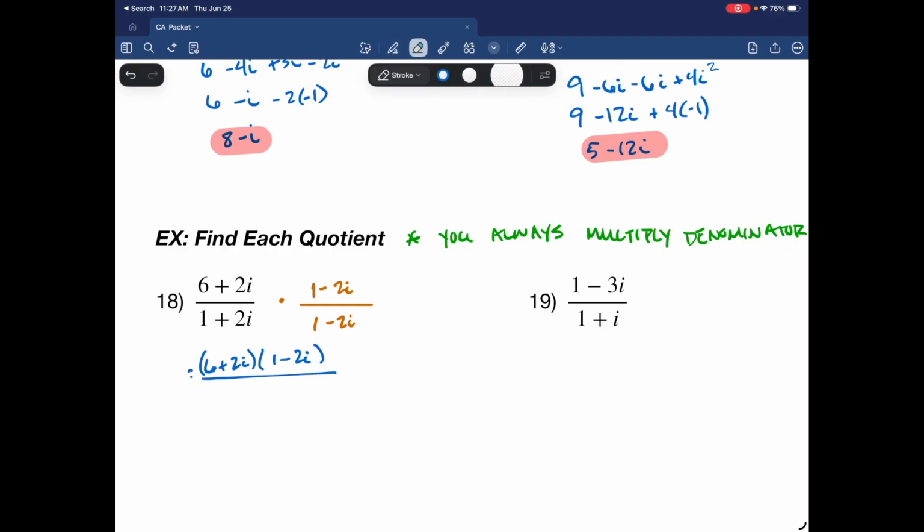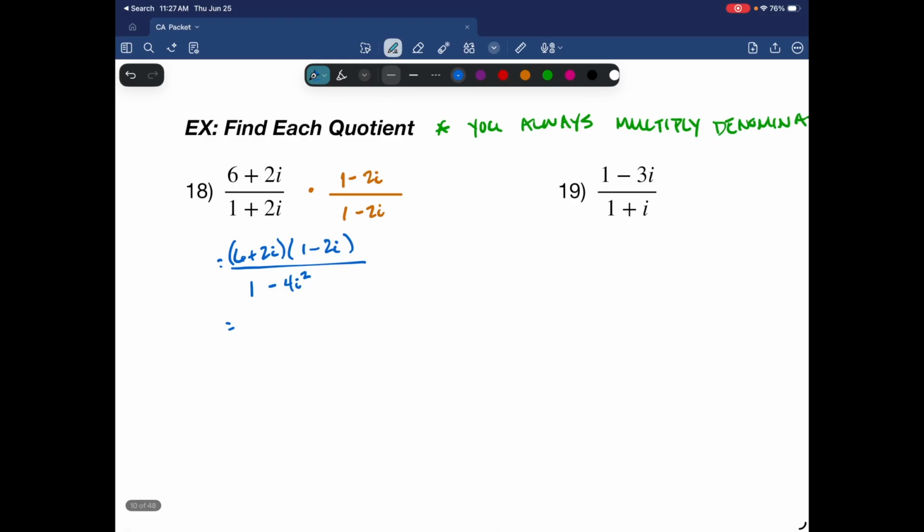And then on the bottom, I'm going to square my first term. So 1 times 1 is 1, and then 2i times 2i is 4i, and it's going to be minus 4i squared. All right, so let's clean up the top. So 6 times 1 is 6. That's going to be minus 12i plus 2i minus 4i squared all over, i squared is negative 1, so 1 plus 4 is going to be 5.